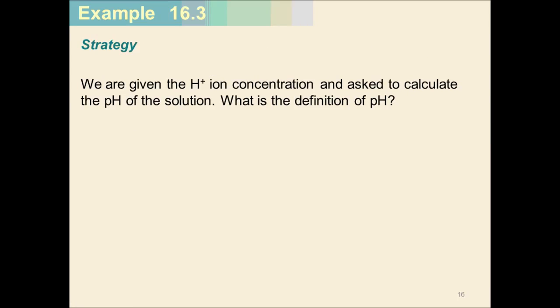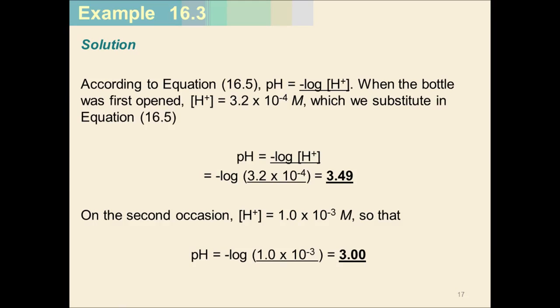So on slide 16, our strategy: if you're given the hydrogen ion concentration and asked to calculate the pH of the solution, what is the definition of pH? Well, according to equation 16.5, pH is equal to minus the log of the hydrogen ion concentration. When the bottle was first opened, 3.2 times 10 to the minus 4th molar was the concentration of hydrogen ions. So when you substitute that in, it's minus the log of 3.2 times 10 to the minus 4th. Do this in your calculator. Make sure you get the correct answer. You should get a pH of 3.49.